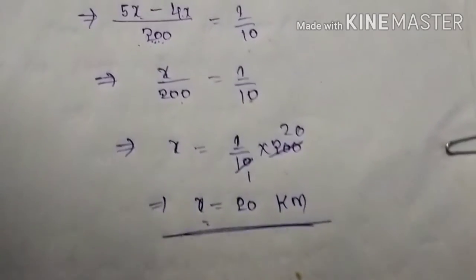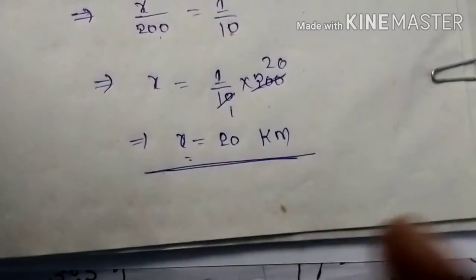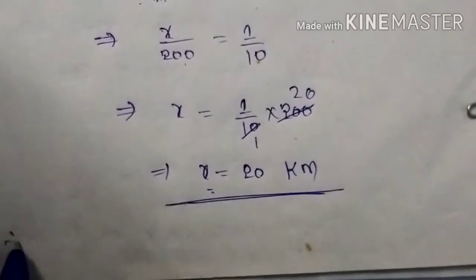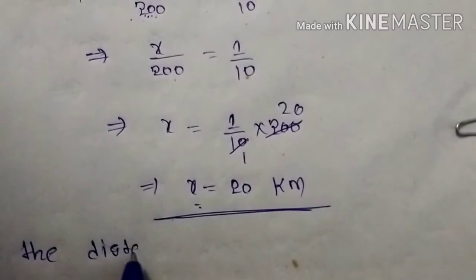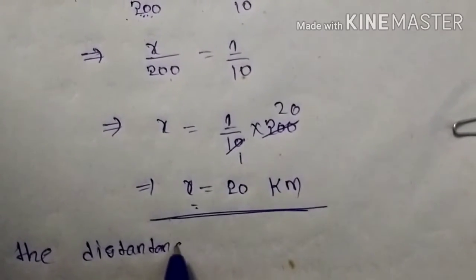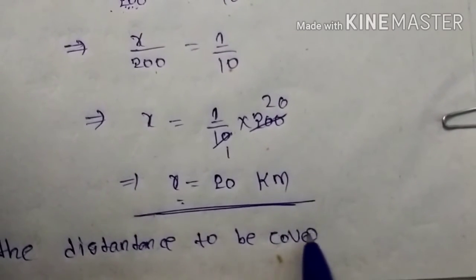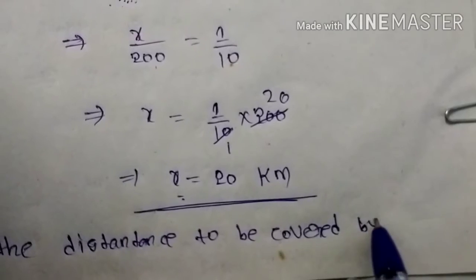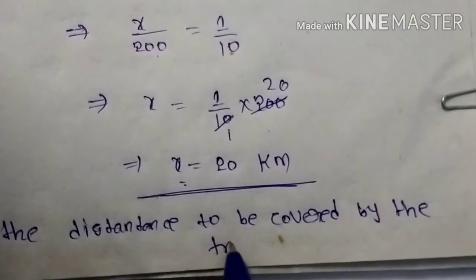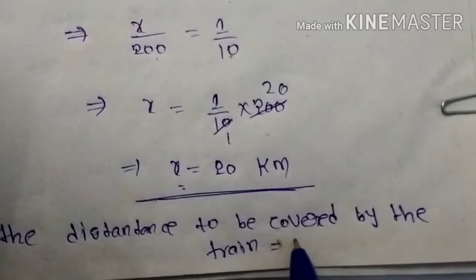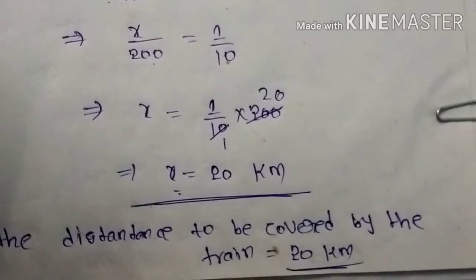The distance to be covered by the train is equal to how much? 20 kilometers. Therefore you can write here the distance to be covered by the train is equal to 20 kilometers. This is your answer.